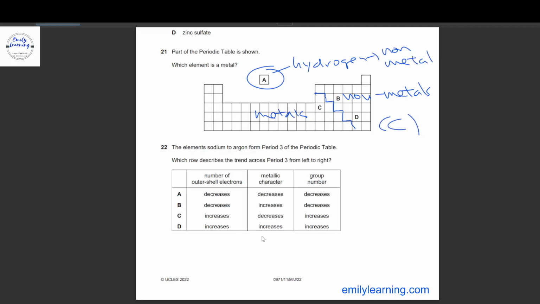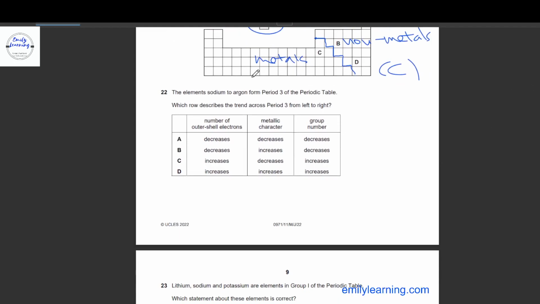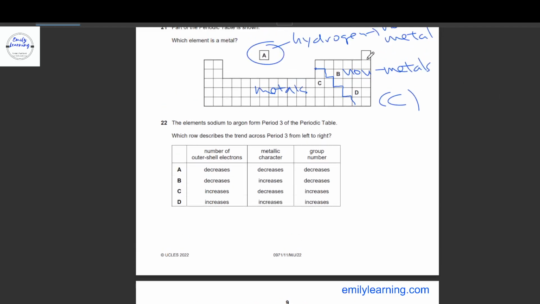Okay. Moving on to 22. So the elements sodium to argon form period 3 of the periodic table. Which row describes the trend across period 3 from left to right? So this is period 1, 2, 3. So this is period 3. Okay, so you can refer to your periodic table. If you go from left to right, what happens is you go from metals to non-metals. Because they are in the same period, they have the same number of shells filled with electrons, but the number of electrons in the outermost shell will increase.